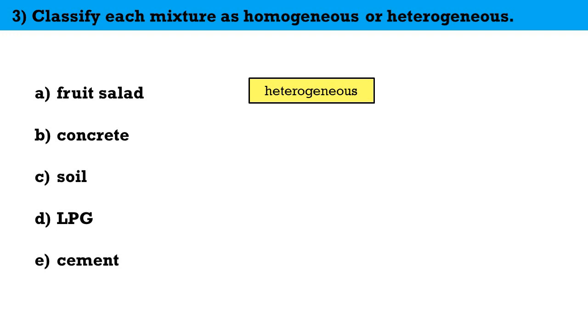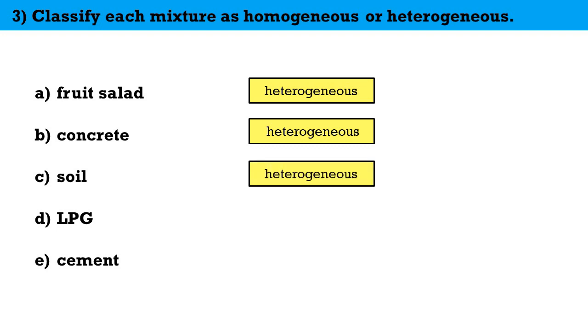Letter B, concrete. It is also a heterogeneous mixture. It is made up of cement, sand, gravel, and water. Its appearance or texture is not uniform throughout. Letter C, soil. It is also a heterogeneous mixture. Soil is not uniform throughout.